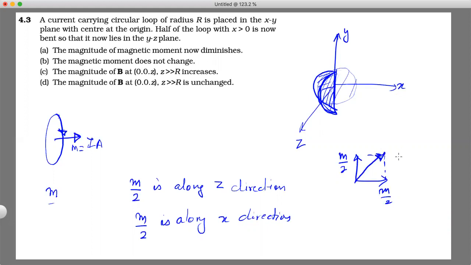What is the resultant? Anybody? M square by 4 plus M square by 4 under root, which is M by root 2. Okay, so M by root 2 is less than M, so it diminishes. So this is true. Magnetic moment does not change is definitely false. Magnetic moment of B at 0, 0, Z, Z much greater than R increases.